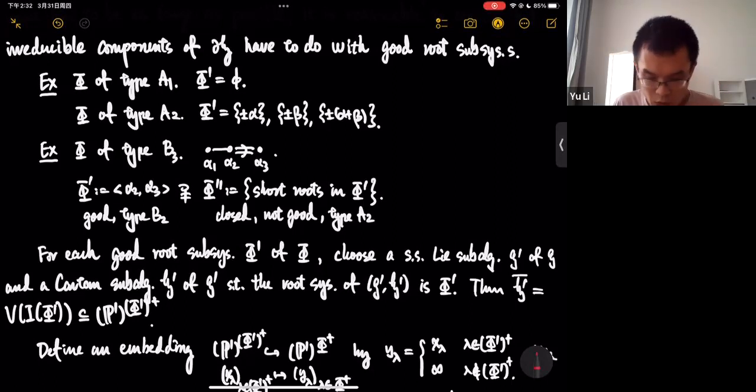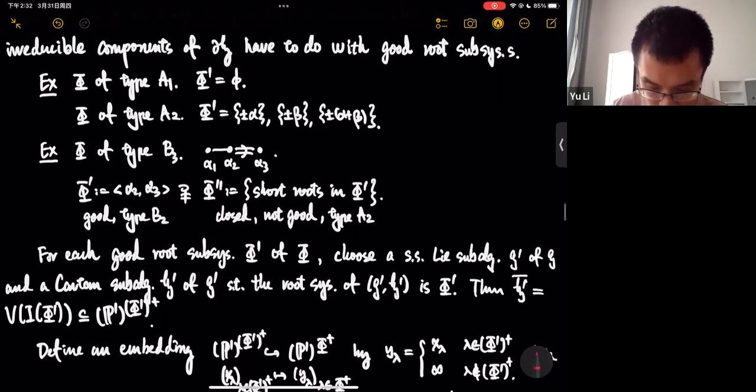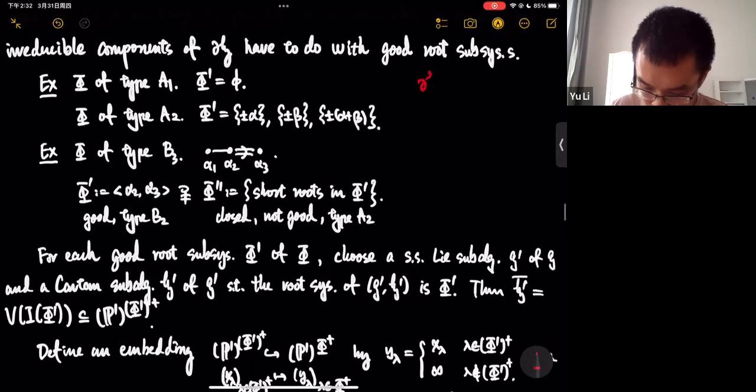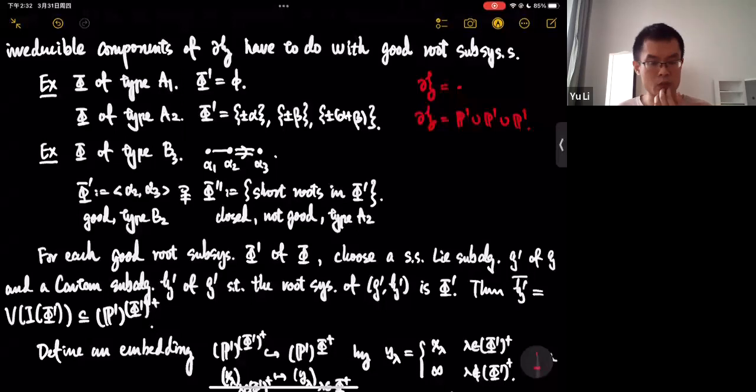I remind you that in type A1, the boundary is just a point. It has one irreducible component. In type A2, the boundary is the union of three copies of P1s, so there are three irreducible components. And so magically, at least in these two examples, the number of irreducible components is equal to the number of good root subsystems of phi.